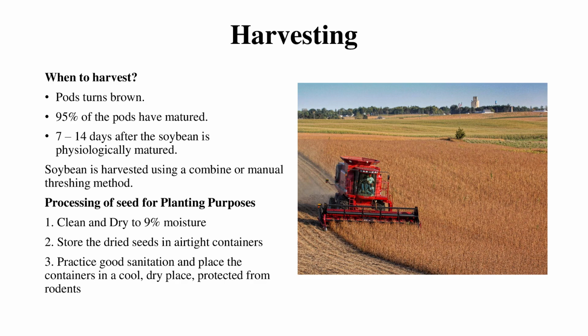Processing of seed for planting purposes. Number 1, clean and dry to 9% moisture. Second, store the dried seeds in airtight containers. Last, practice good sanitation and place the containers in a cool, dry place protected from rodents.